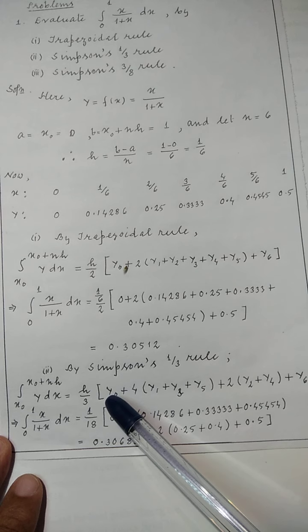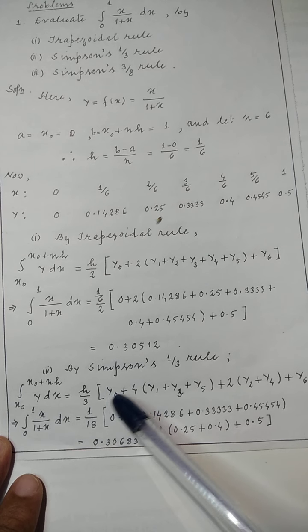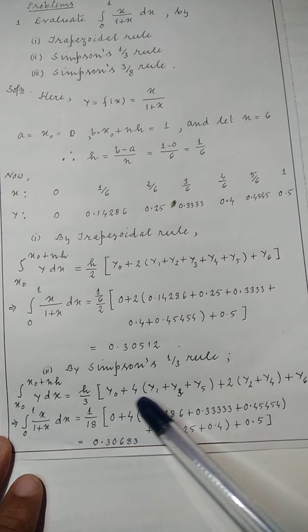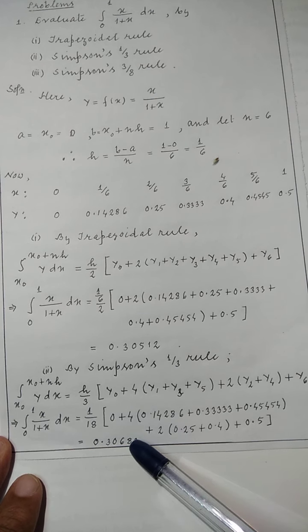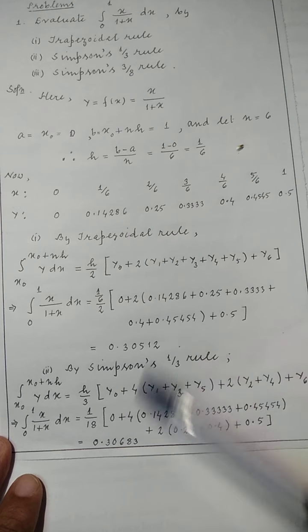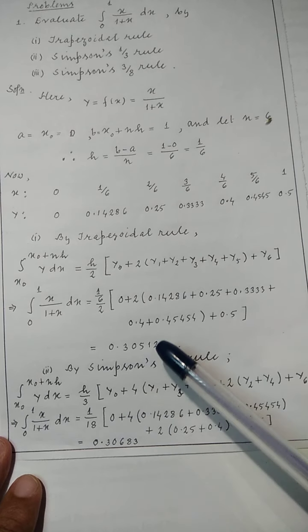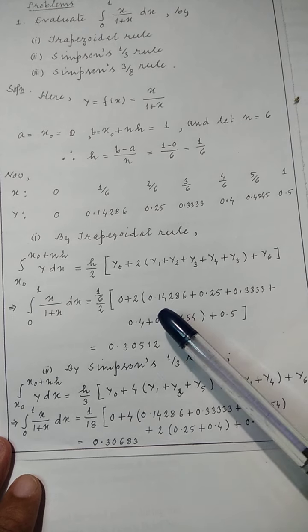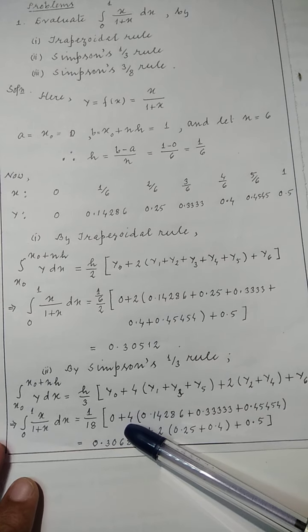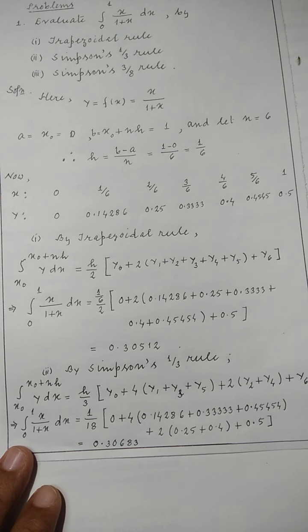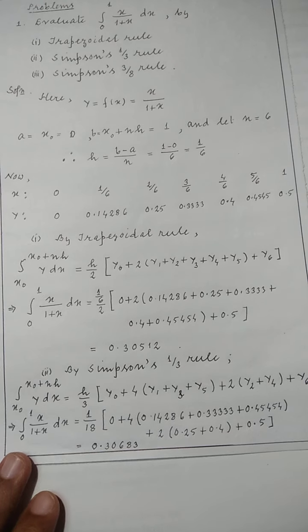And substitute the values for these entries. After substituting the entries, you just simplify and you will get 0.30683. So these values are not the same, they are different. We are getting the value of the definite integral, but the values are not the same because these are approximate values. Okay, lastly we have to find out the value of this one by Simpson's 3/8 rule.